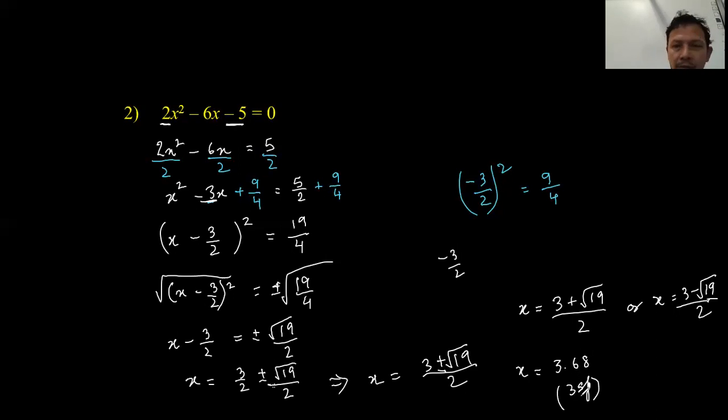And for the negative, x equals minus 0.679. So these are the two answers of x, rounded again to three significant figures. Go to the last question.